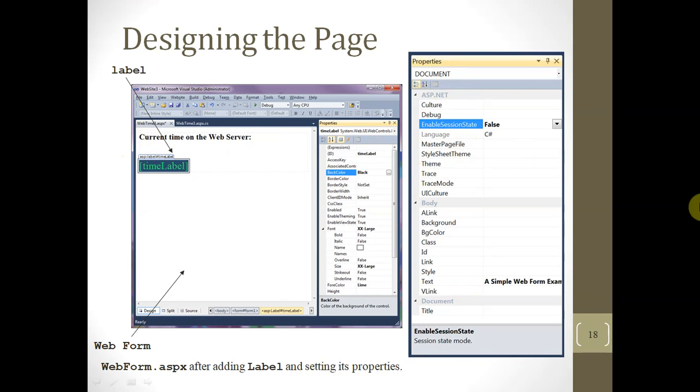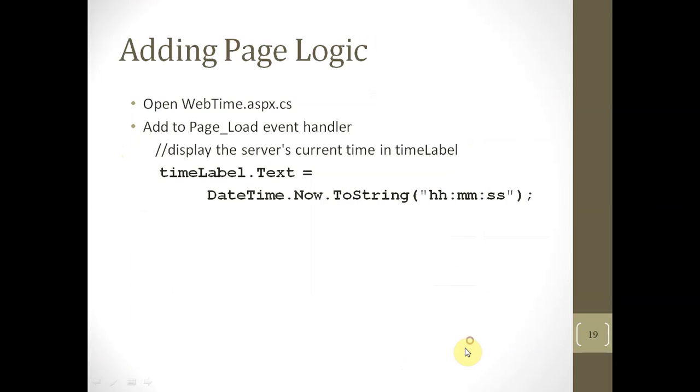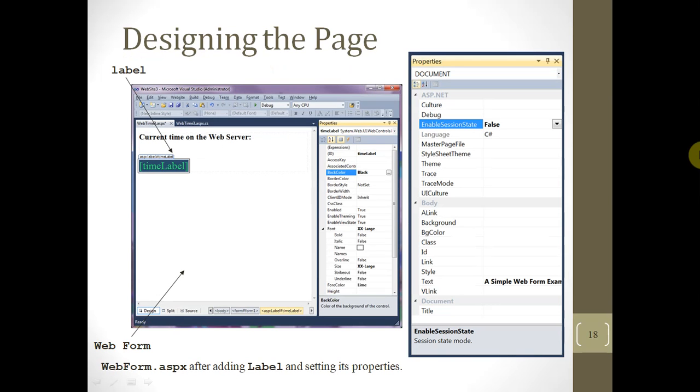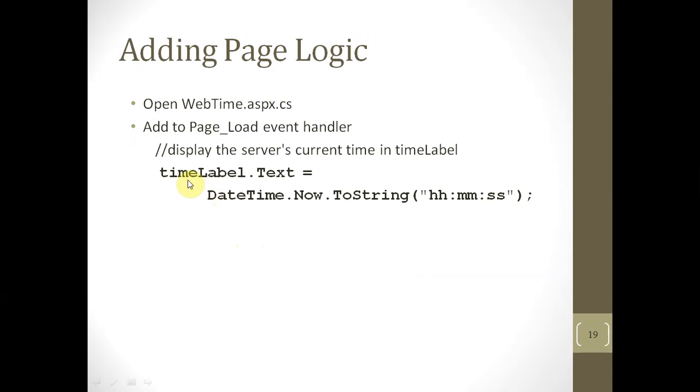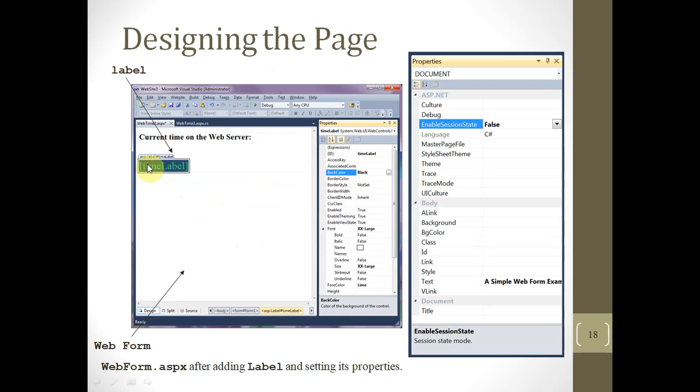So you can see here, these are the properties of the label, and for the label we will write the code. Then we will move on to the source, and there we will write the code for the label: time label 1 dot text. Its name is time label 1. Again, you can see its name is time label 1. We have to mention its name here.